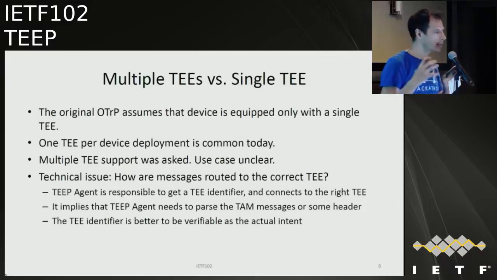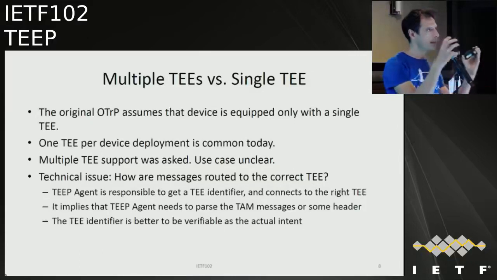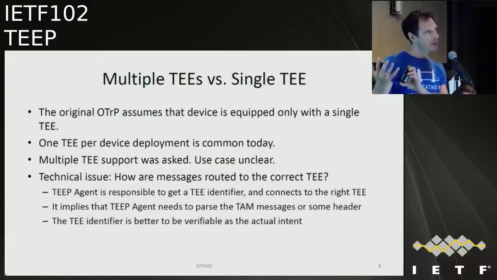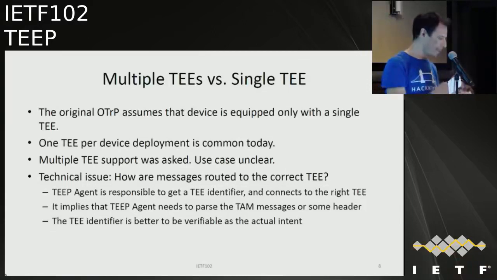And we're going to talk about the Teep agent terminology as well. So there was this middleman that relayed the OTRP messages back and forth, and it didn't have any understanding of the content of those messages. It was purely a relay, passing messages from the secure world, if you will, to the DAM and backwards. So how can we do that?